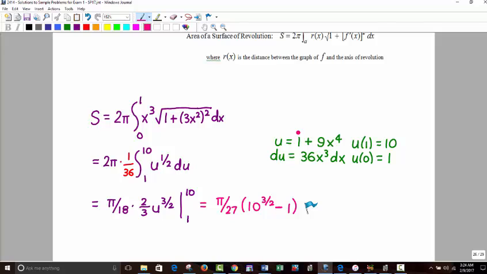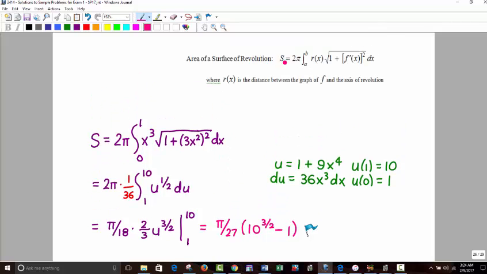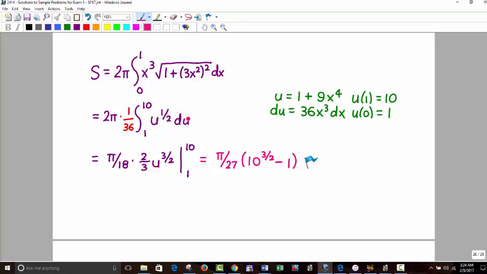So I changed my limits of integration because that's what I always like to do. I think it's the best way to do it. So I put in 1 here. 1 plus 9 will be 10. Put in 0, we have 1, so that way I never have to go back to x again. So this formula has 2 pi, unlike the volume that has pi. 2 pi, 1 over 36 coming from the du, and then it's just u to the 1/2 du from 1 to 10.